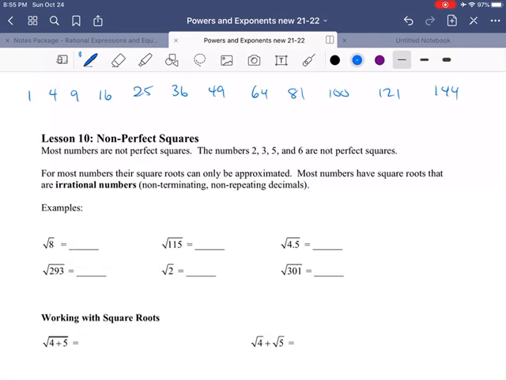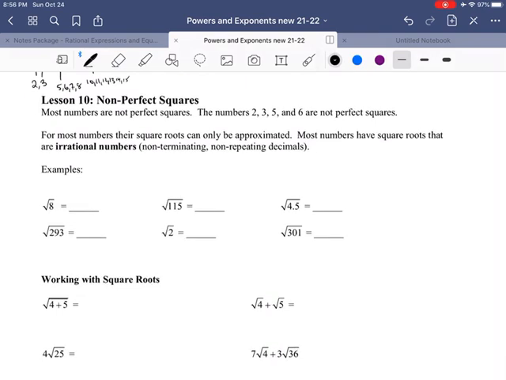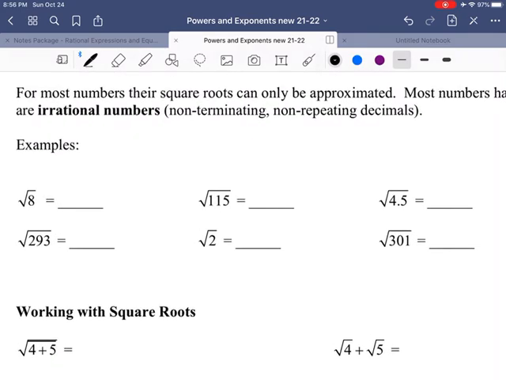But in fact, there's a whole bunch of numbers in between. 2 and 3, and then we've got 5, 6, 7, 8 that fit in there, and then 10, 11, 12, 13, 14, 15 that fit in there, etc., etc. So there's actually a ton of numbers that are not perfect squares. Most numbers have square roots that are irrational, so non-terminating, non-repeating.